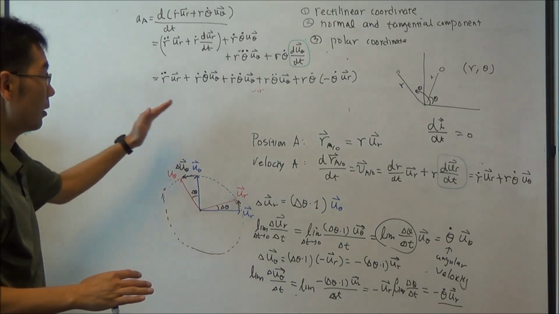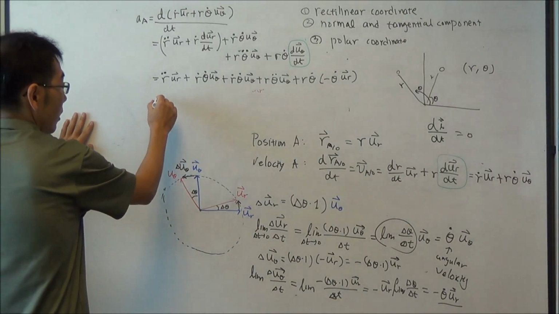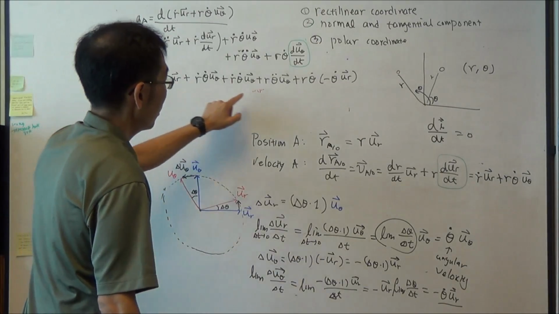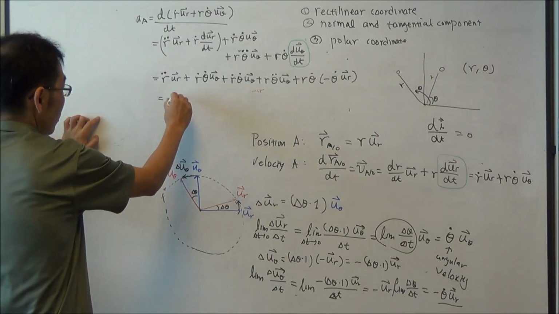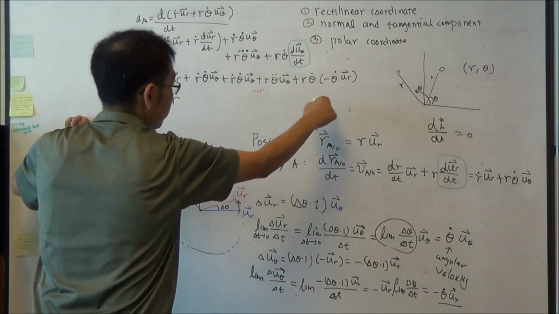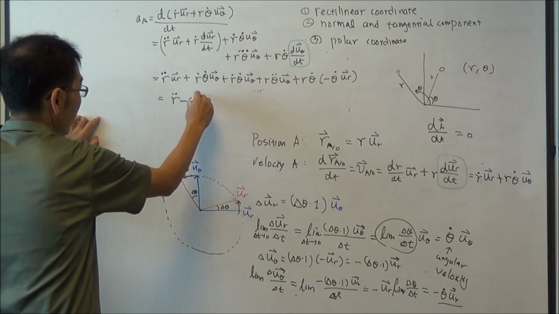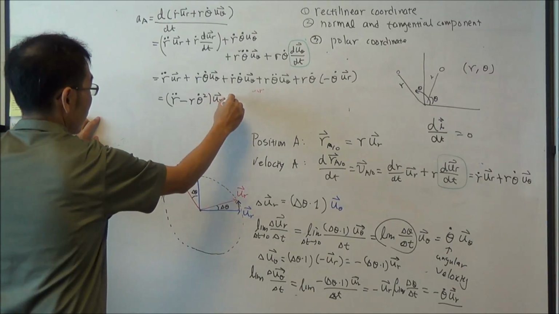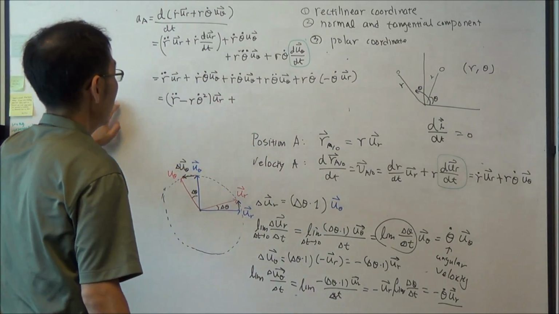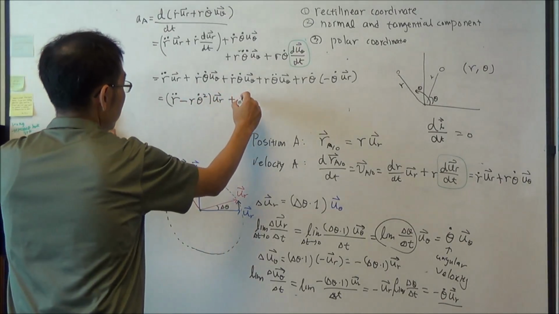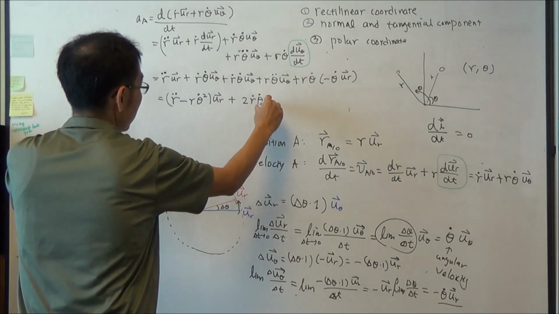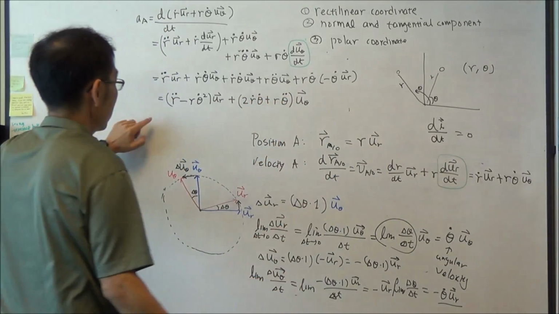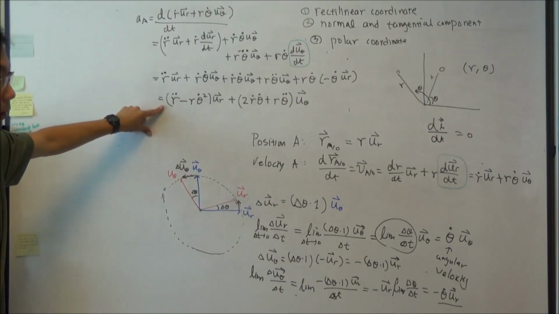It's a little bit long and complicated, but just collect everything in the same direction. So this is r double dot minus r theta dot squared, and that's the u_r component, plus, I have two of these, 2 r dot theta dot plus r theta double dot, u_theta. That's it. So this is the acceleration. Wow, complicated.